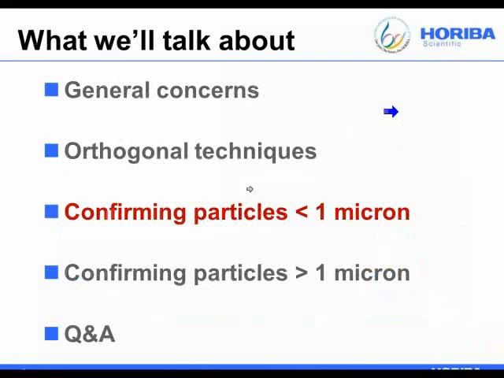All right, so how do you confirm that your particle size distribution less than 1 micron is real? So there's nothing too special about this 1 micron distinction, except that that's a natural breaking point between dynamic light scattering, which really begins to suffer with material above 1 micron, and image analysis, which really begins to suffer with material below 1 micron.